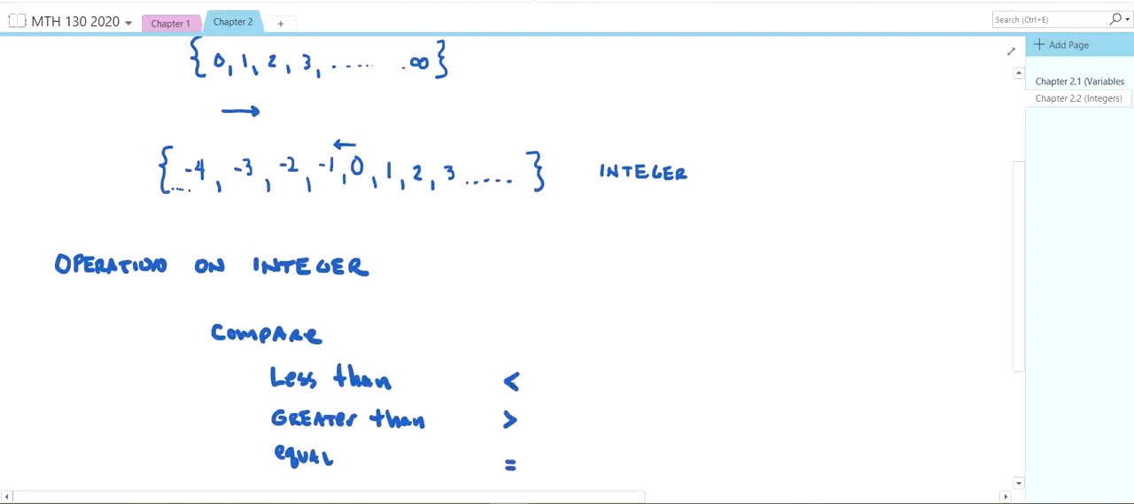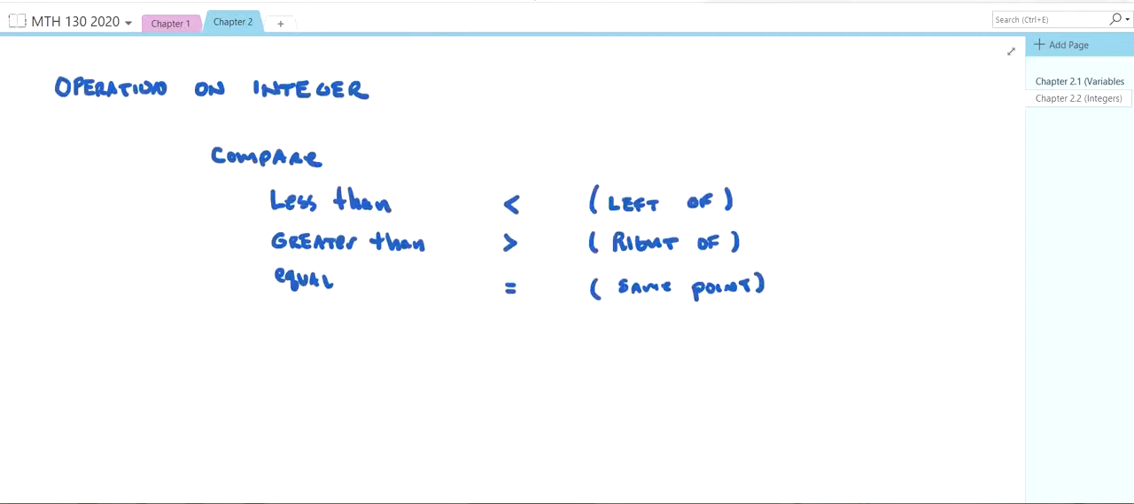So less than, when you're saying a number is less than another number, you're really saying it is left. And if one number is greater than another number, that means that it is right of that number. And if it's equal, it's the same point. For example, we might say minus 4 is less than 0. That makes sense.